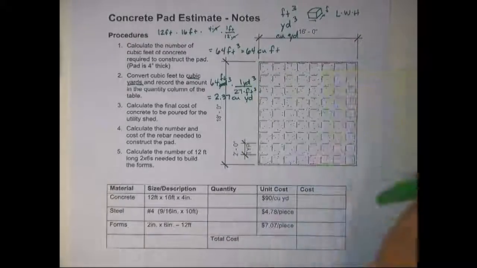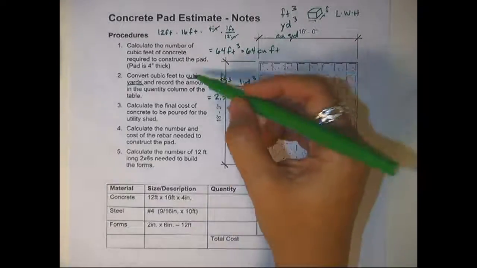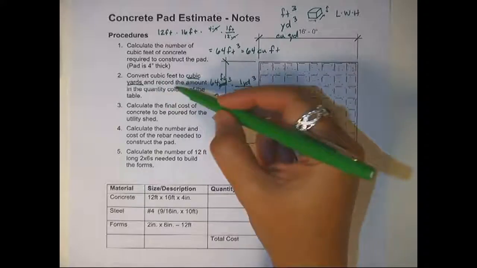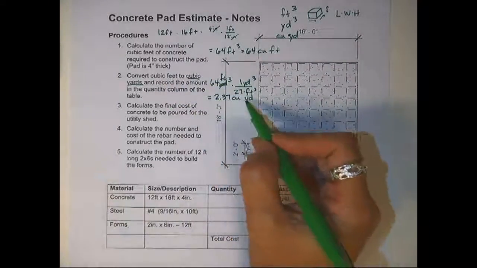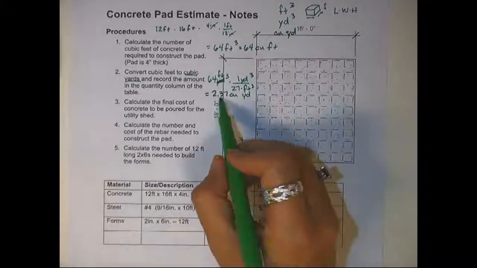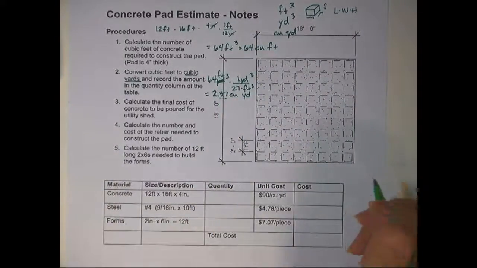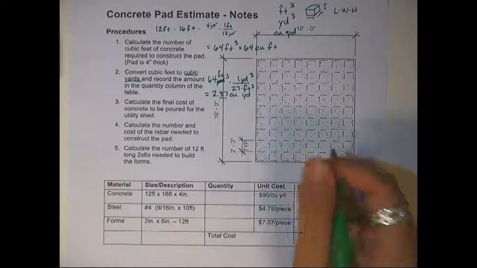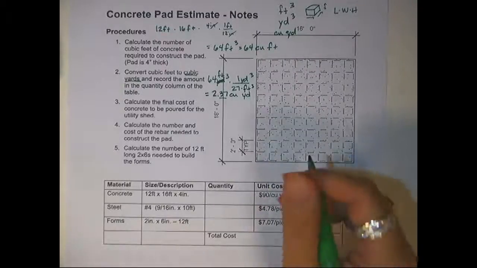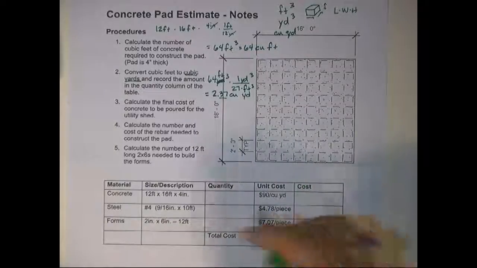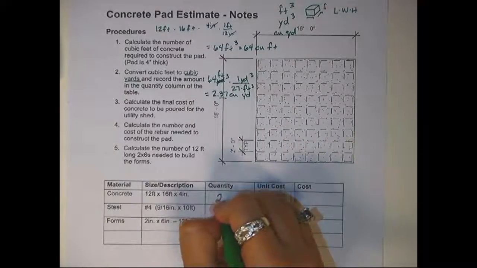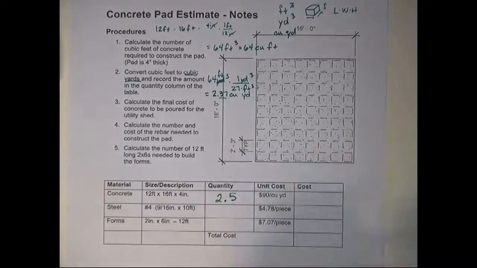Okay, so now it says to record the amount in the quantity column on the table. So concrete, we need 2.37 cubic yards, but they're not going to sell me 2.37. They always round the yards off to the nearest half yard. And I always have to round up. Even if I need 2.01, I need to round up to 2.5. So I'm going to have to order 2.5 yards of concrete.